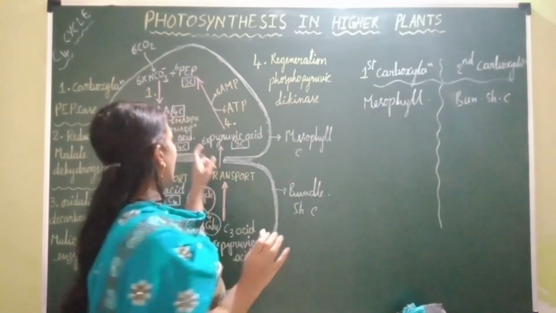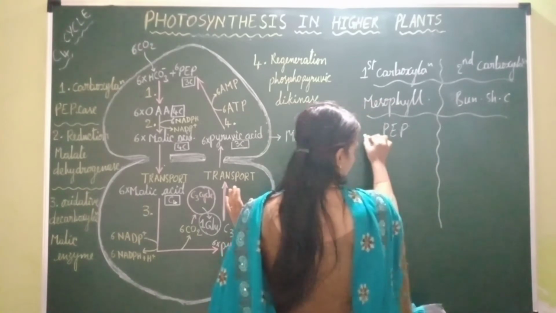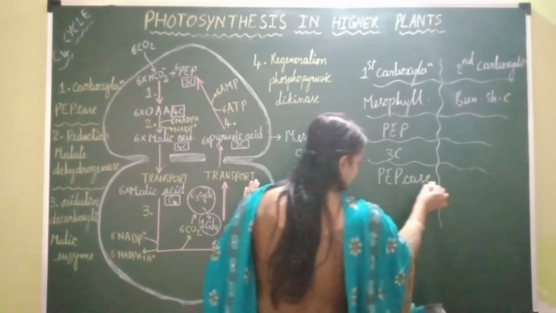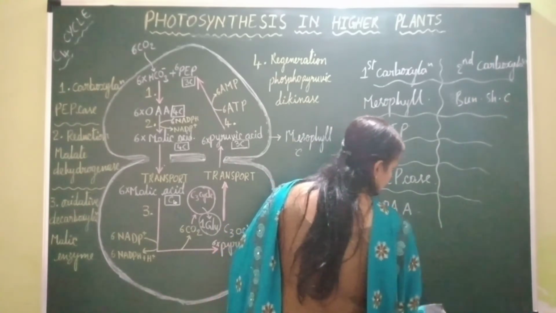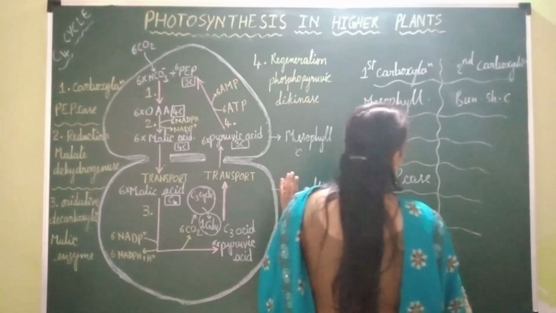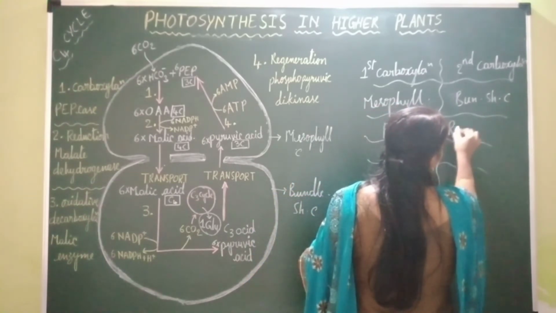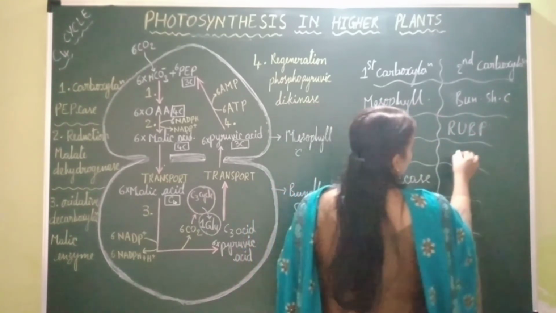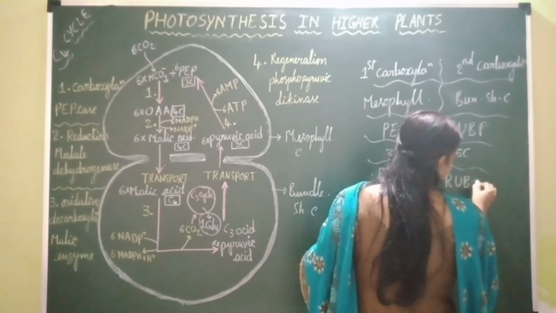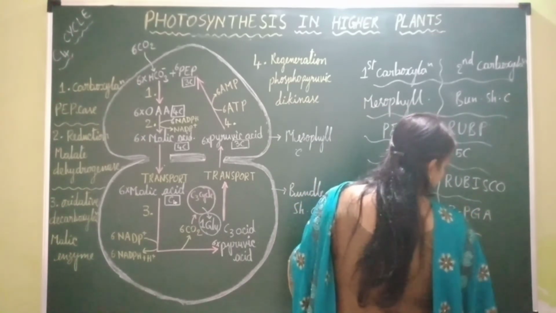The first carbon dioxide is fixed into what? It is fixed into PEP, that is phosphoenol pyruvic acid, a 3-carbon compound, by the activity of which enzyme? PEPase enzyme, resulting in the formation of what? Oxaloacetic acid, which is a C4 acid. This is the first carboxylation, which occurs inside the mesophyll cell. Next, coming to the second carboxylation, which occurs inside the bundle sheath cell. Here carbon dioxide is fixed into RuBP, that is ribulose 1,5-bisphosphate, a 5-carbon compound, and this step is catalyzed by the enzyme Rubisco, that is RuBP carboxylase oxygenase, resulting in the formation of a product called 3-PGA, that is 3-phosphoglyceric acid, which is a C3 acid.